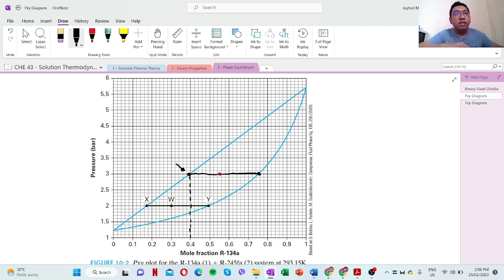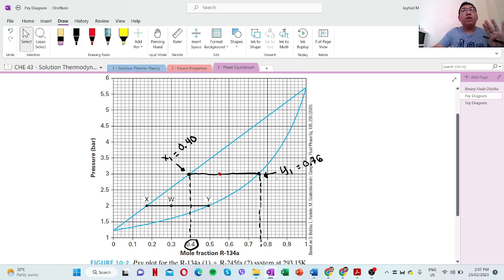The one that you can read here is the bubble point pressure curve. The curve in the liquid region of the PXY diagram will give us the value for X1. On the other hand, if I go down, the one that I will read is the Y1, the equilibrium vapor phase composition of species number 1. So reading below, X1 has a value of 0.40, while Y1 has a value of 0.76. So those are our equilibrium compositions.